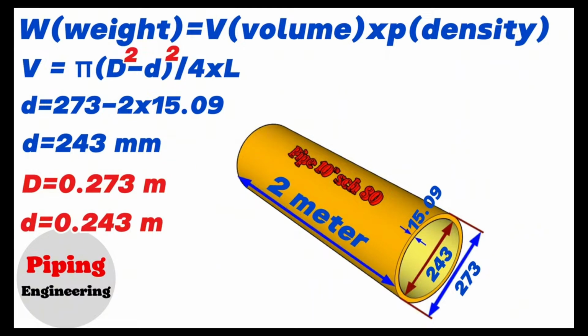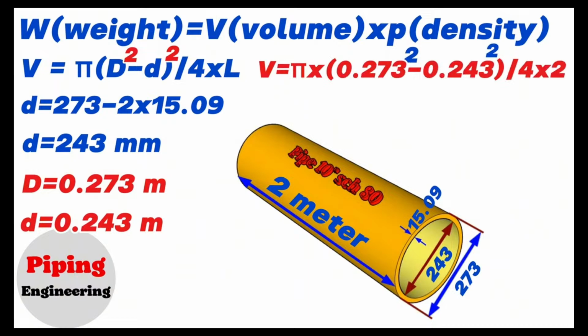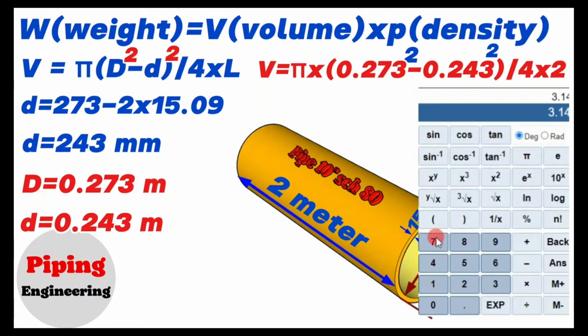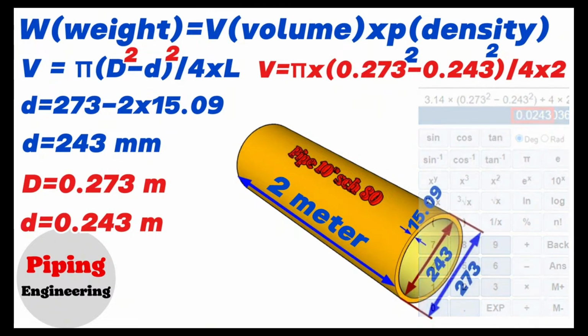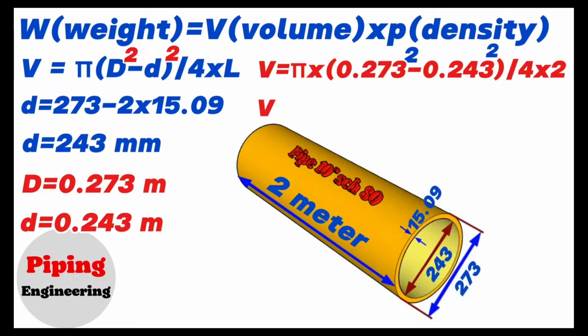Now let's write this information we found in the volume calculation formula. The volume of the 10-inch pipe in our example will be equal to pi multiplied by, in brackets, the squared 0.273 minus the squared 0.243, divided by 4, multiplied by 2 meters. Using the calculator, we find that 3.14 multiplied by, in brackets, the squared 0.273 minus the squared 0.243, divided by 4, multiplied by 2 will be equal to 0.0243. So, we calculated and found that the volume of the 10-inch pipe in our example will be equal to 0.0243 cubic meters.